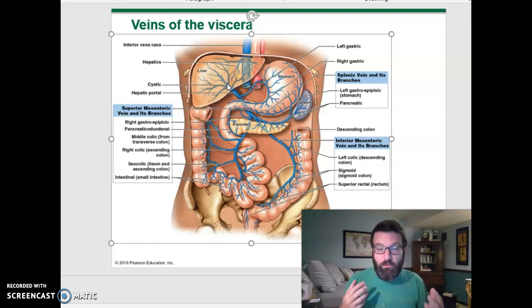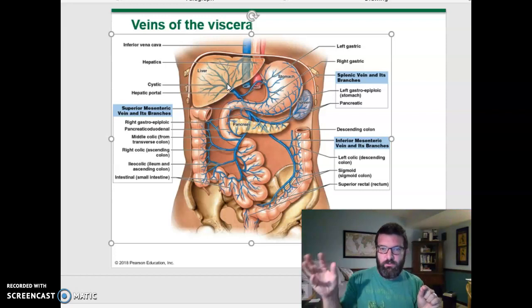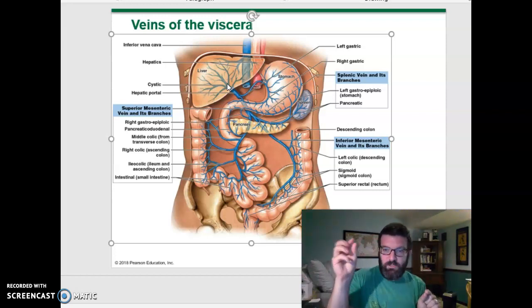Now, a portal vein, just like in your hypophyseal portal system with your hypophyseal portal vein, you have a situation where instead of just an artery leading to a single set of capillaries and a vein leading back to the heart, you have an artery leading to a set of capillaries, and then you have an extra vessel, a portal vein, leading to a second set of capillaries, and then you have a vein leading back to the heart. So you have an extra vessel and an extra set of capillaries.